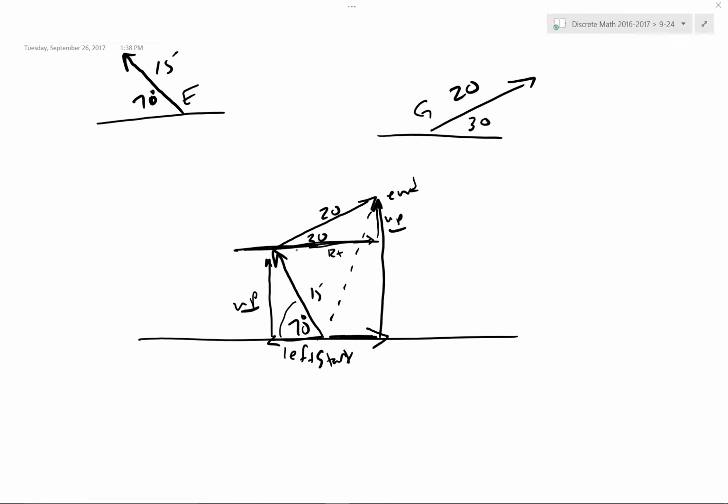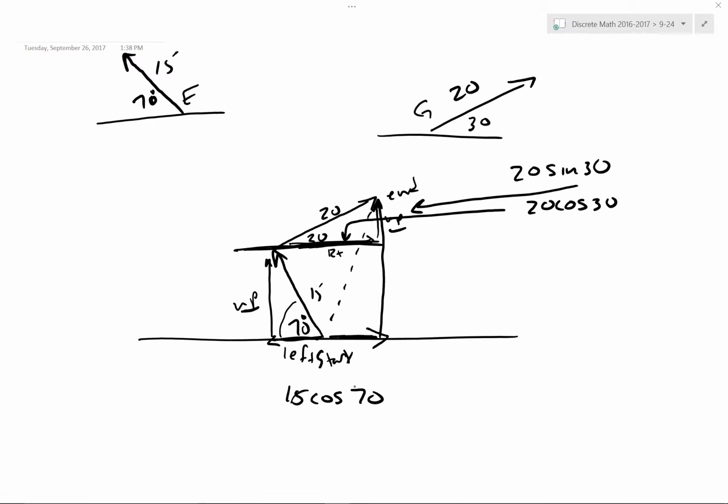That didn't sound right. So I'm going to take this right and minus this left from it, yes? That's a piece of cake. So let's do the math on it. So it's 20 sine 30 goes here. 20 cosine 30 goes there. 15 cosine 70 goes here. 15 sine 70 goes here. And what do we get?